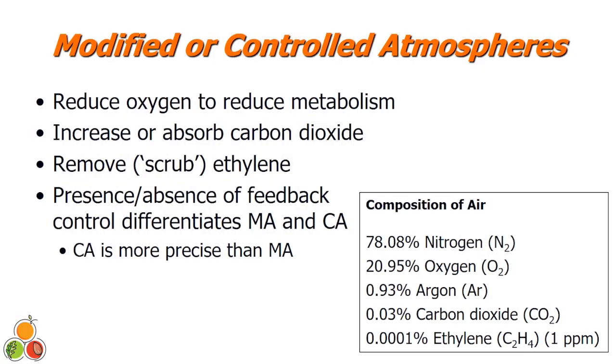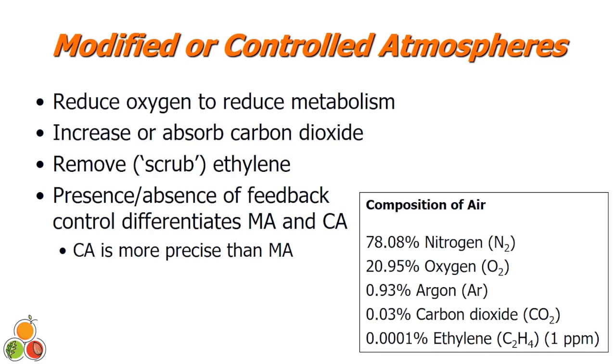So, modified or controlled atmospheres. These are two names for very similar technologies in that they both refer to reducing the oxygen level and increasing the CO2 level compared to the normal air. But modified atmosphere is a system that relies on the respiration rate of the fruits or vegetables to change the oxygen and CO2, where the controlled atmosphere, in contrast, is a system where the oxygen and CO2 are purposely changed and monitored and adjusted over time, and is usually used in large storage facilities like CA storage of apples.